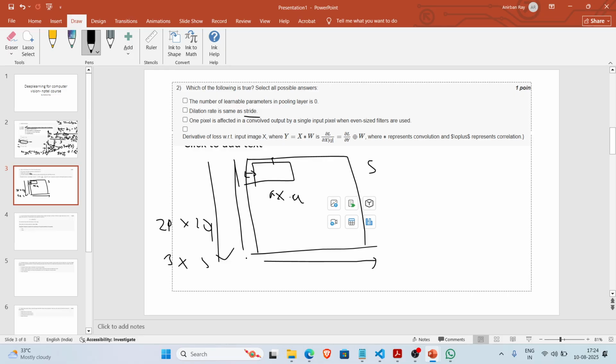Now suppose the initial image was 20 cross 20 cross 3. So what are these three called? In case of a normal image, the three is the RGB.